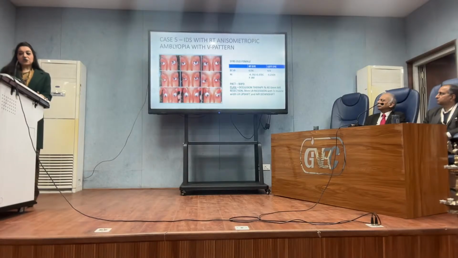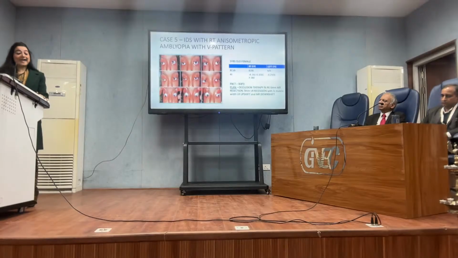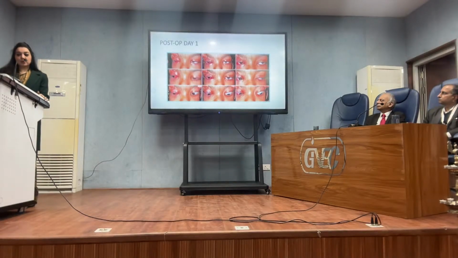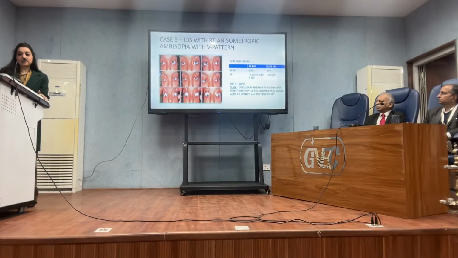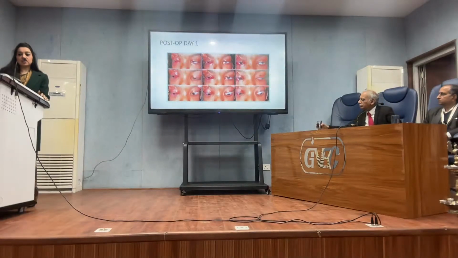This is also a case of IDS with right anisometropic amblyopia with V pattern. So here we did a half muscle width LR upshift and MR downshift along with 9 mm LR recession and 6 mm MR resection. This was post-op day 1. So there was no V pattern present. You can see a V pattern in the pre-op picture, and there's no V pattern in the post-op.